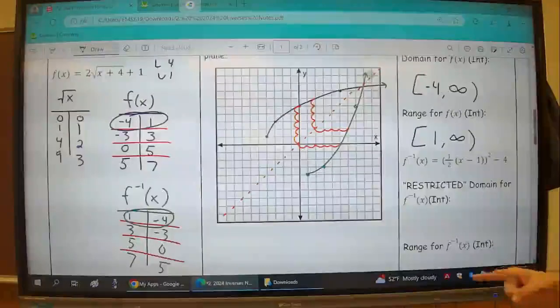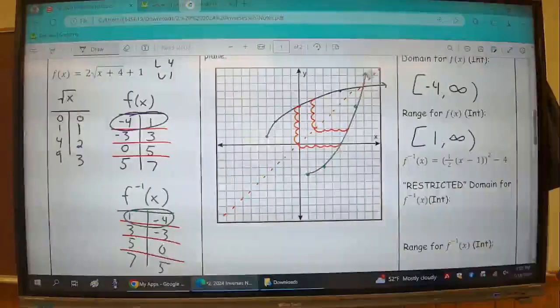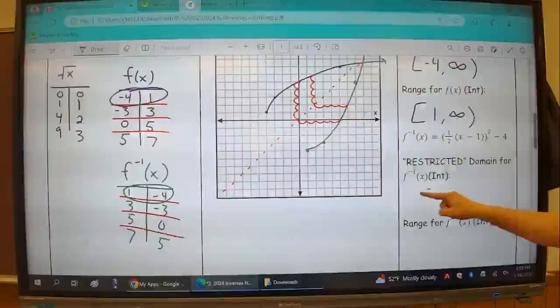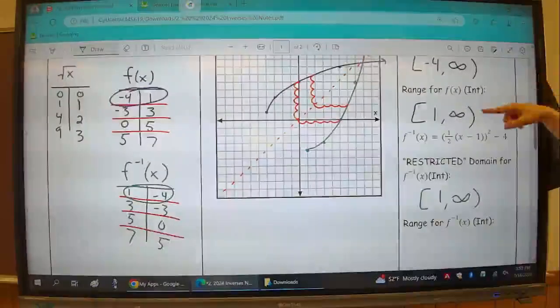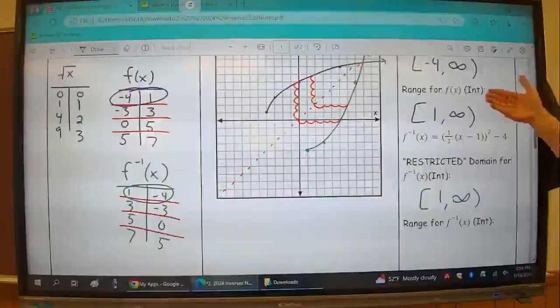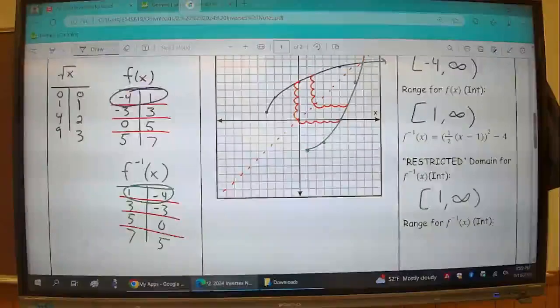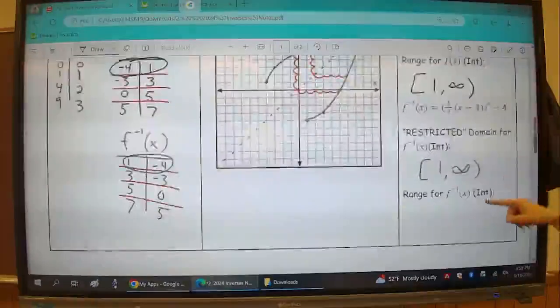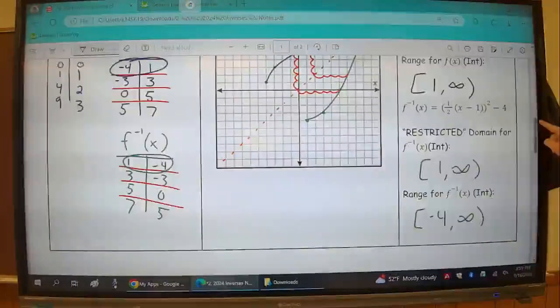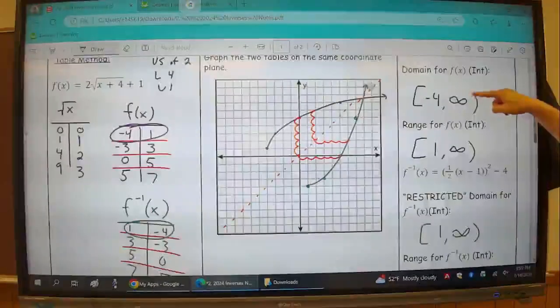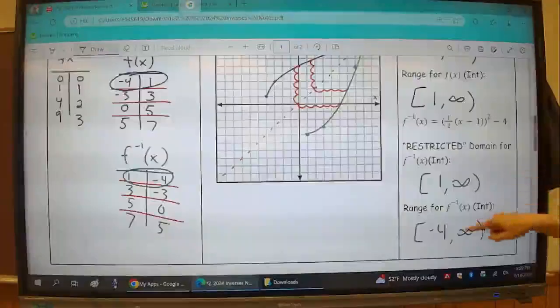That graph starts at 1 and goes to the right, so my domain is 1 to infinity. It's the same as my range, but what was y is now x. That function's range starts at -4 and goes up, so my range starts at -4 and goes to infinity. It's the same as the domain, but what were x's are now y's.